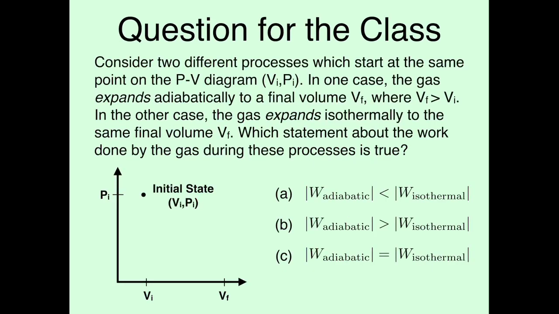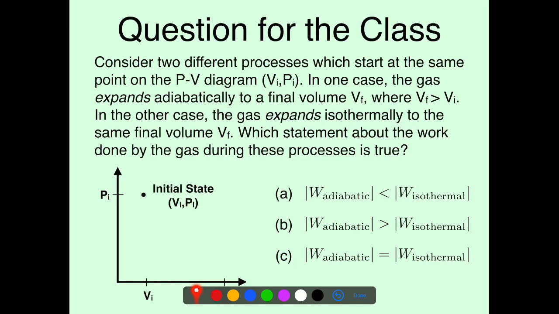Okay, so I have a question. It's a conceptual one for you guys to work out, okay? So we're going to consider two different processes which start at the same point on a PV diagram. So that initial starting point is going to be right here, where we have V initial for the initial volume and P initial for the initial pressure.